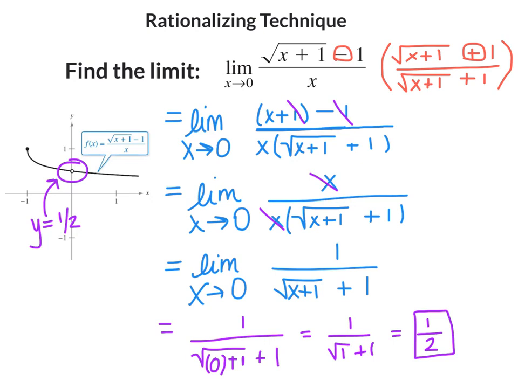So let's multiply all this out. What I'm left with is the quantity x plus 1 minus 1 in my numerator, so those ones cancel, and I'm left with an x over an x, so I'm going to divide that x out, leaving me with 1 over the square root of the quantity x plus 1. Now I'm ready to plug in my 0, get rid of this limit as x approaches 0, and I'm left with 1/2. So that's my limit, and that's actually my result here, where that hole is located at y equals 1/2.